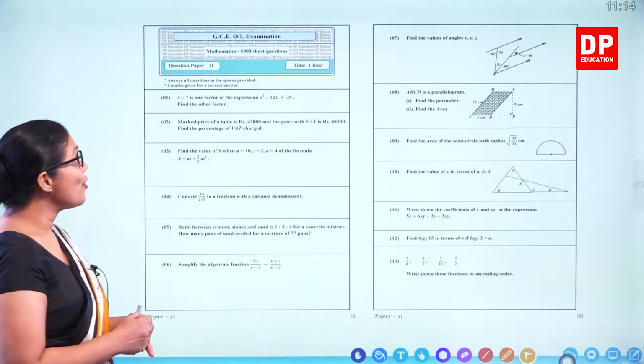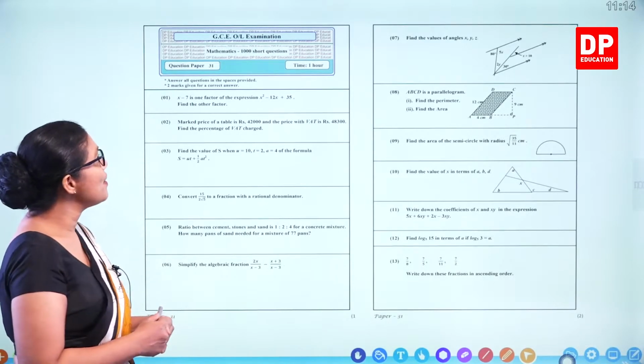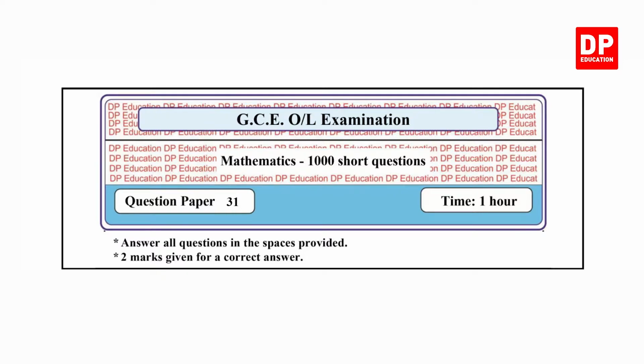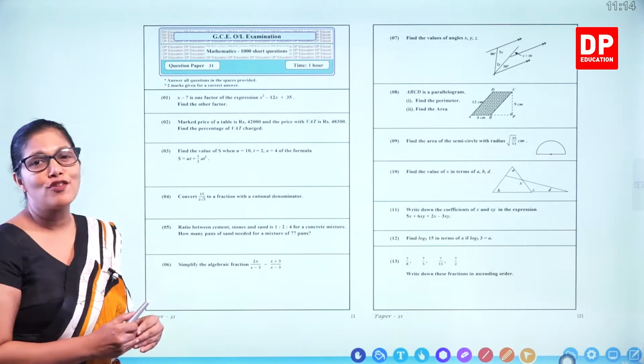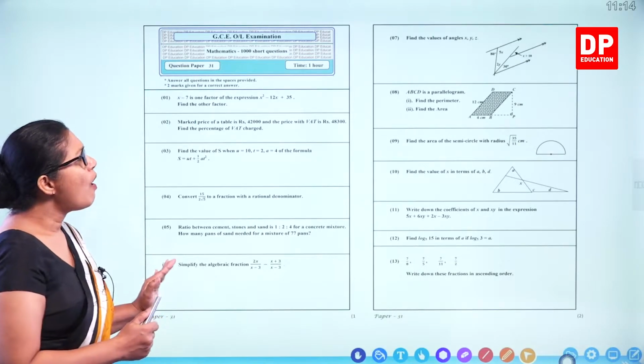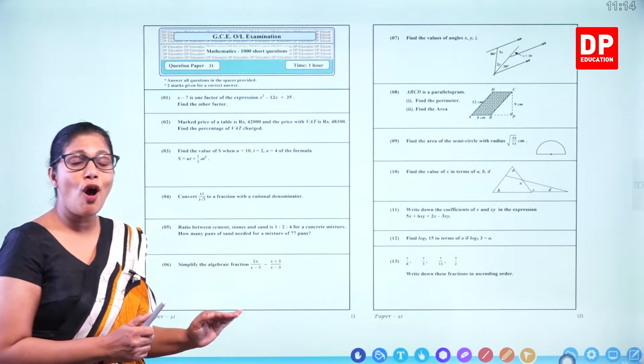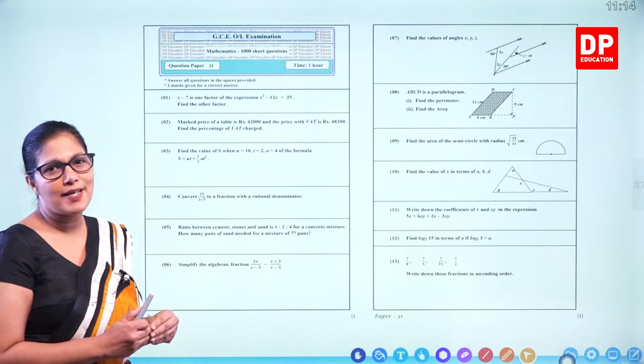Students, today I am going to do the GCE O-Level Examination Mathematics 1000 Short Question Series. This is paper 31. We have already covered 30 papers. This is also a 1 hour paper. All questions are related to your O-Level syllabus.